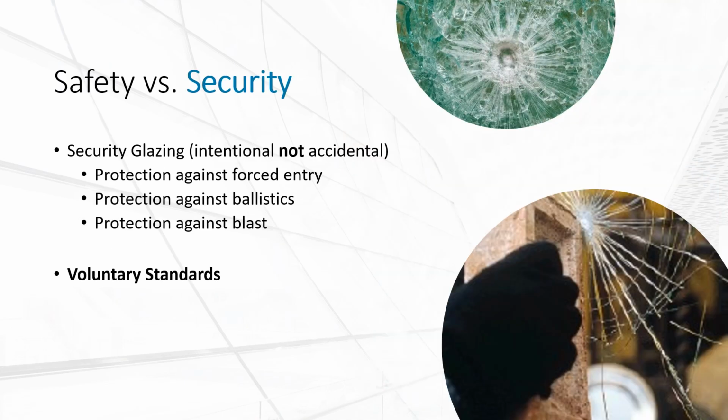In contrast, security glazing is designed to resist intentional attack, to protect the building envelope, and slow down or deter forced entry attempts. As of the year 2024, there are no requirements in the building codes for security glazing. Rather, security glazing is tested according to voluntary standards.